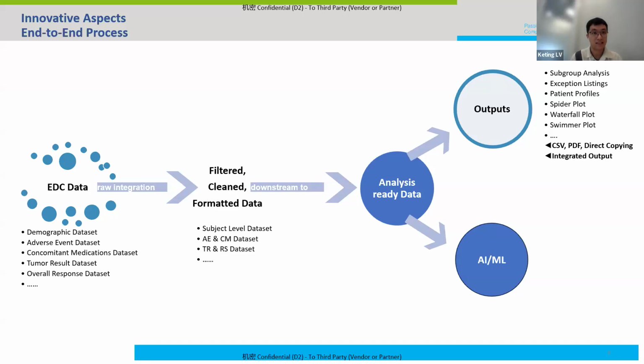After the normalized datasets are ready, it becomes more convenient to convert the standardized datasets into different outputs, such as subgroup analysis, review listing, plots, or even applications of artificial intelligence and machine learning.